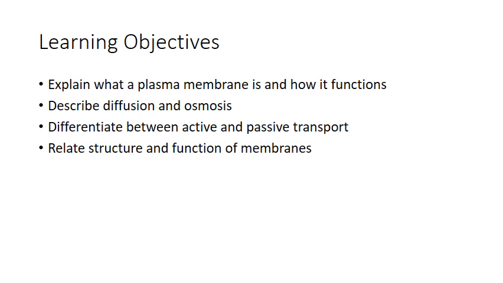All right. So goals for Chapter 5. We're going to talk about plasma membranes because I think membranes are really cool. We're going to talk about plasma membranes, what they are and how they function. We're going to talk about diffusion and osmosis, which are how different particles are moving around in water and also through membranes. We're going to talk about active and passive transport.